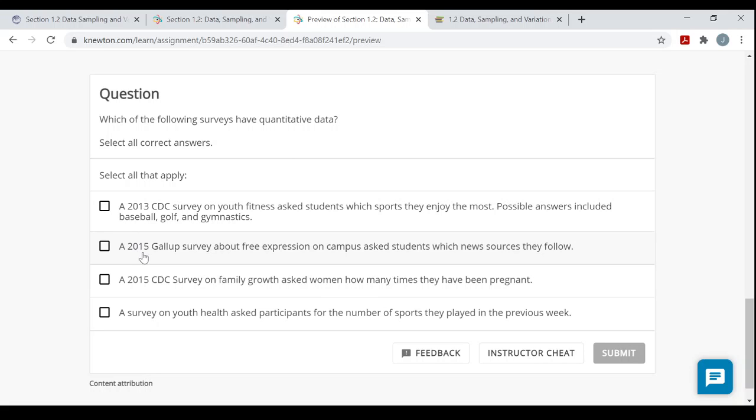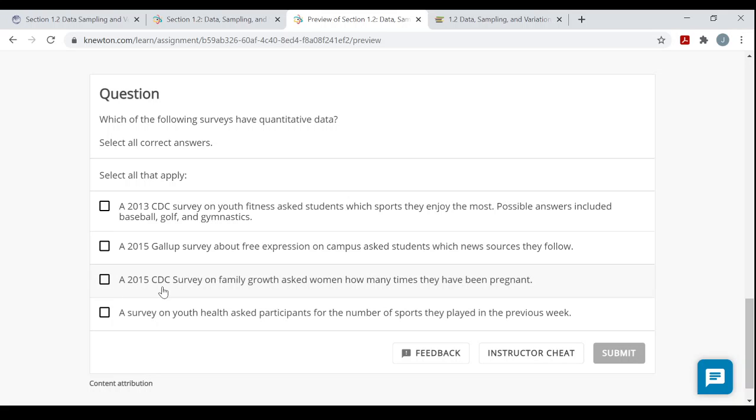So not that one. A 2015 Gallup survey about free expression on campus asked students which news sources they follow. So like CNN, Time, Fox, those are labels. Those are qualitative, not quantitative.